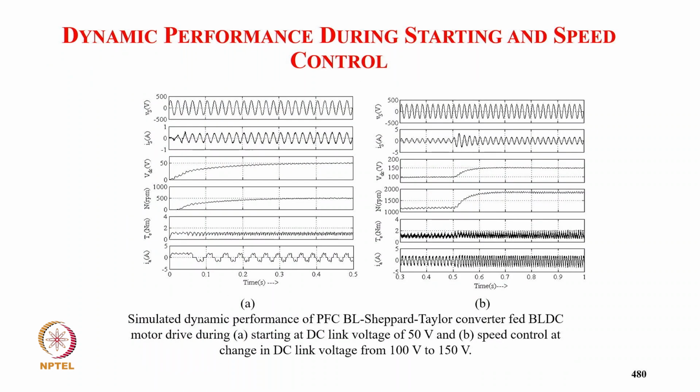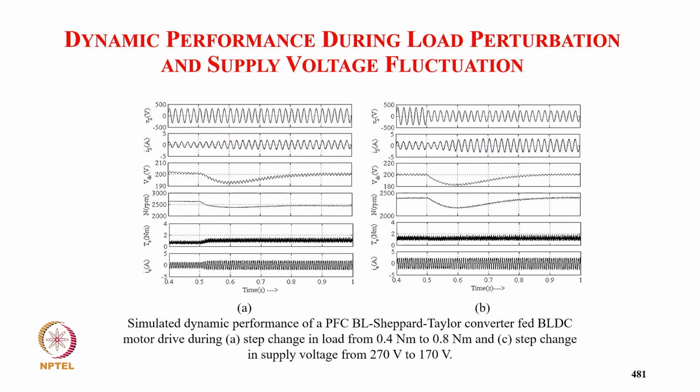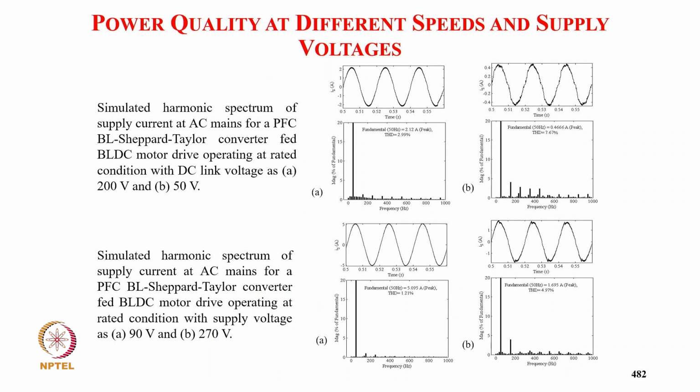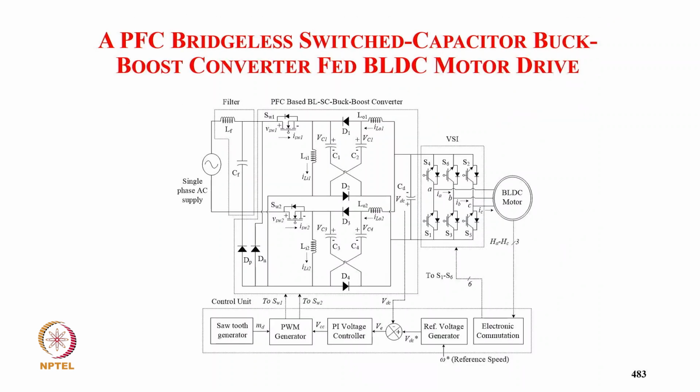This is the starting performance at 50 volt DC link simulated, and your DC link voltage for speed control. The supply current remains sinusoidal, and then your load change and the supply voltage change performance, and supply current THD remains typically 2.99% at rated load and rated supply, and that remains 1.21% at even a low at full load and 270 volt DC. These are typically bridgeless switched capacitor buck-boost converter.